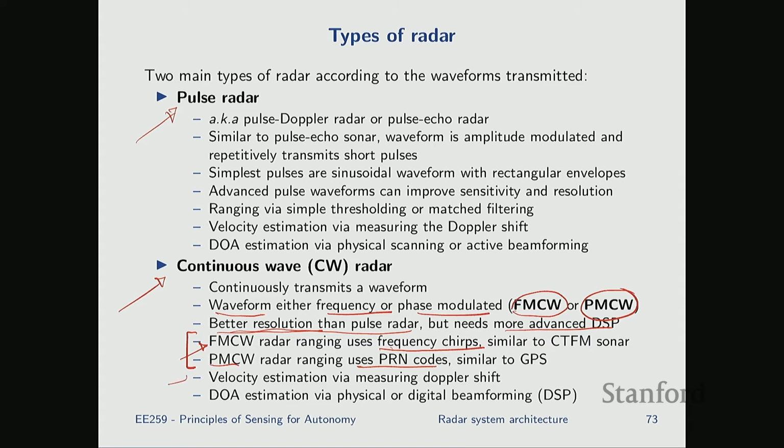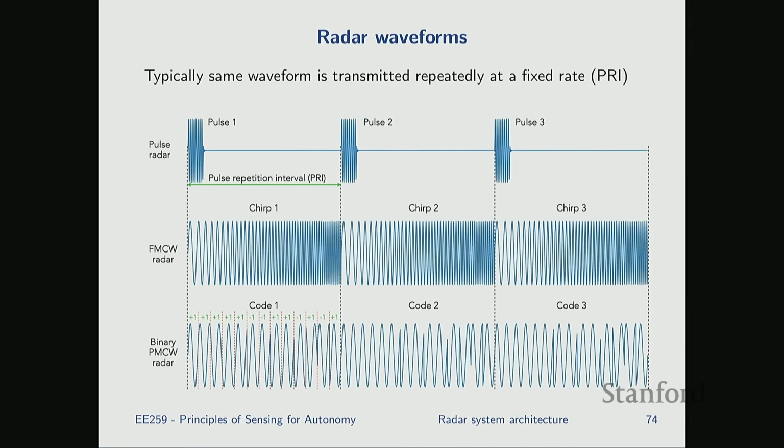And they can also estimate velocity based on the Doppler shift and the direction of arrival. Again, they can do physical scanning, but in robotics, usually the DOA is also done via a technique called digital beamforming in DSP, and we'll talk about digital beamforming a lot. So that's the two types in terms of the waveforms. And here's a high-level picture showing you what these waveforms look like.